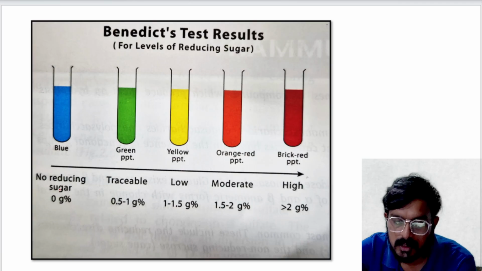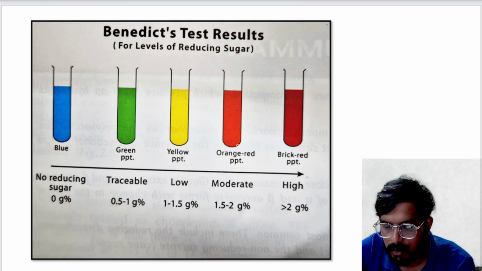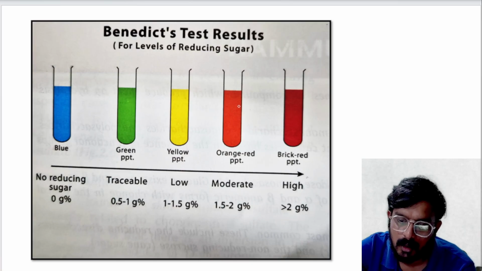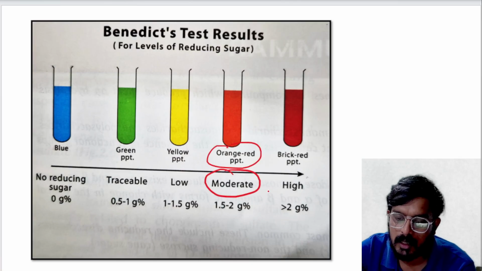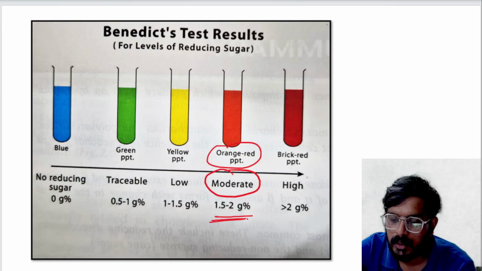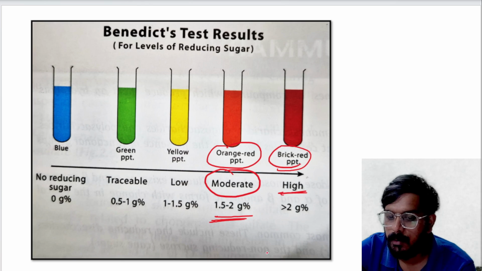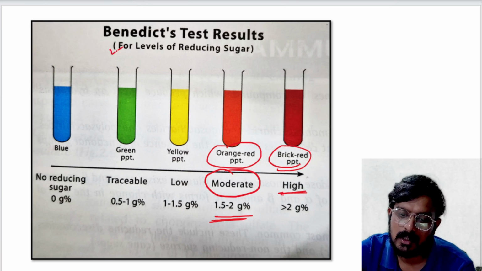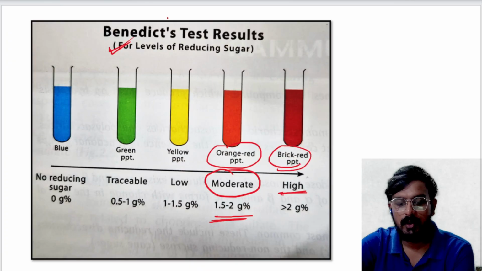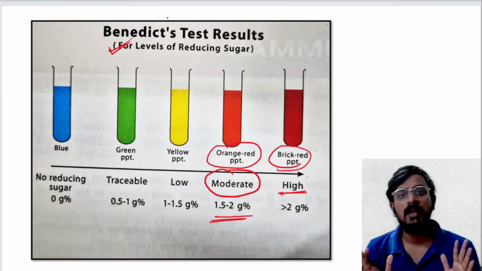You can see from this picture, if a moderate amount of orange-red color develops, then we can call it a moderate amount of sugar is present, 1.5 to 2 gram. If a high amount, a brick red color precipitate is developed, that means a high level of reducing sugar is present. Okay, this is for the Benedict test result. Please remember. I hope everyone is clear up to this.